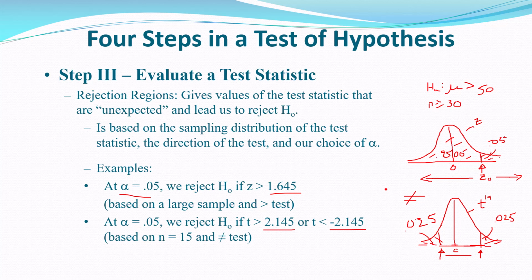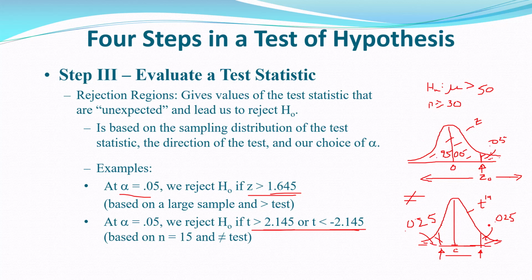But the rejection region always tells us when to reject. At alpha equal 0.05, we reject if... and then you have to fill in the blank. You have to come up with the z greater than 1.645 or the t greater than 2.145 or less than negative 2.145. How do you do it?